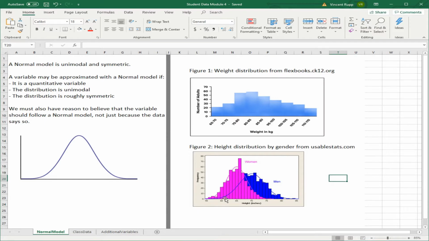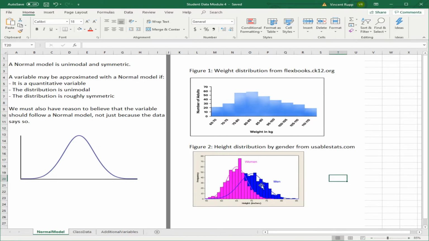But if you just look at the bars here for the women's heights in particular, is it unimodal? Yes, one of these bars is really high, but there is a strong peak. Is it roughly symmetric? Yeah, roughly. It's not perfectly symmetric, so we can model that with a normal model. Why is this one bar so high? I don't know. Maybe that's just what we call sampling variability. We just happened to get more women of that height in this sample.